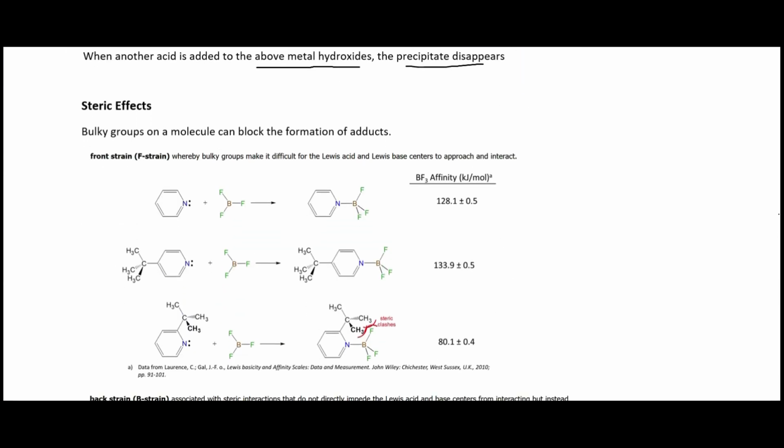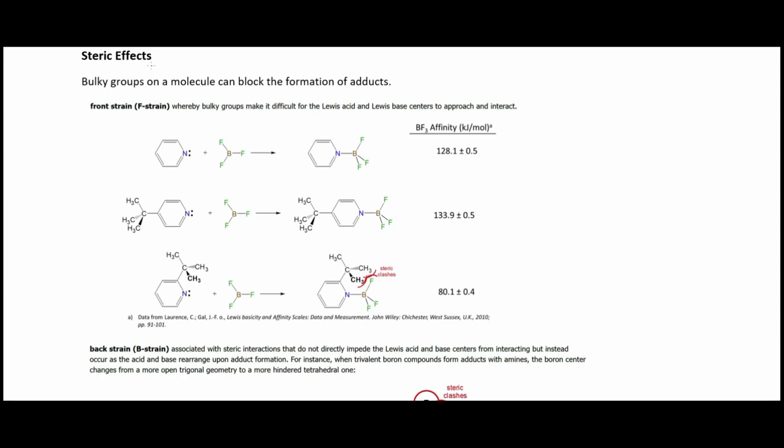So another thing to consider for acid-base strength are the steric effects. If we have these more bulky subgroups on a molecule, that can actually block the formation of adducts. And there are different kinds of steric effects. The first one that we can consider is the most obvious one, which is the F strain or front strain, where the bulky groups can make it more difficult for, say, the base to actually interact with the acid.